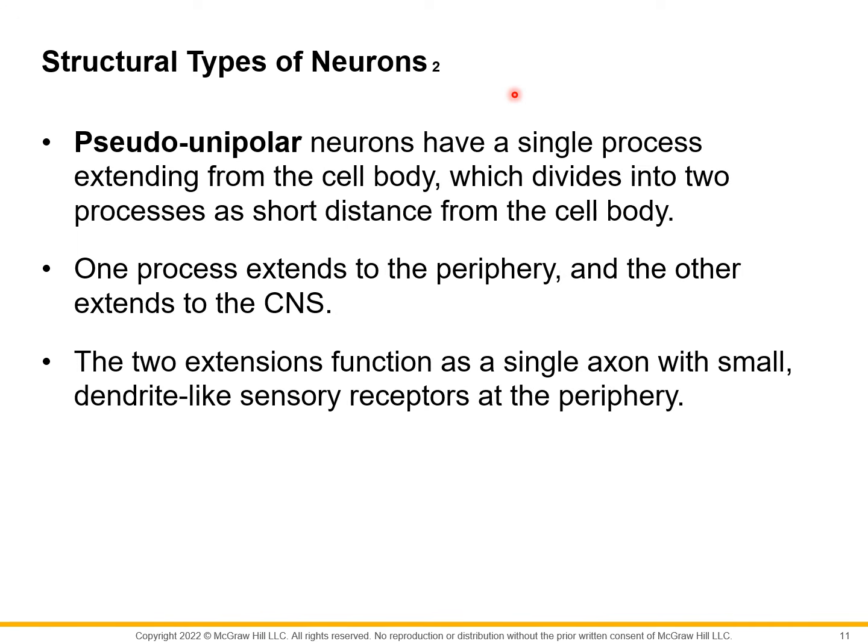There's also what are called pseudo-unipolar neurons. So they only have one structure extending away from the cell body. So mukhang isa lang yung process niya or extension niya. But this one extension actually branches, no? It actually branches into two. So magkaiba rin daw po yung direction ng branches nito. One extends to the central nervous system while the other extends to the peripheral.